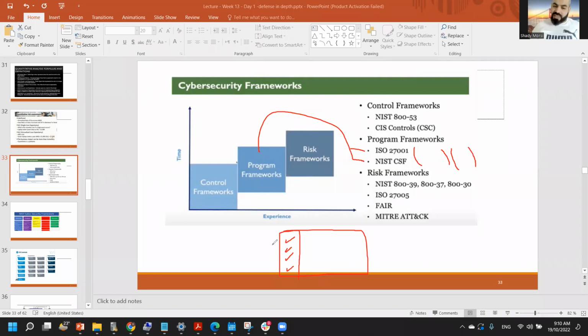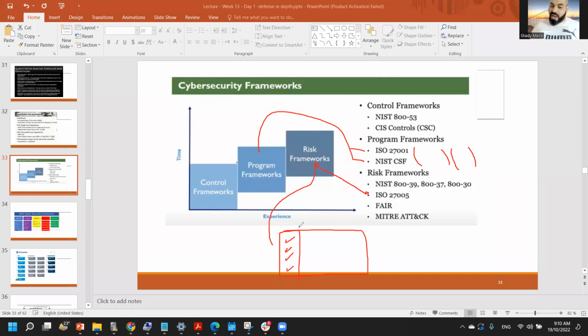You already have risk publications from NIST, from ISO, and from FAIR. All of them tell you how to implement risk management, from risk assessment, risk analysis, risk treatment, and risk evaluation, all the way to the end, and how to deal with residual risk and inherited risk. So there is even guidance on risk and how to deal with it when it comes to cybersecurity. There is also a framework. So follow the framework.